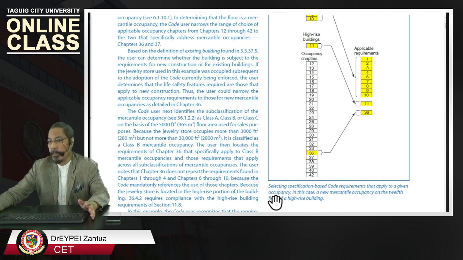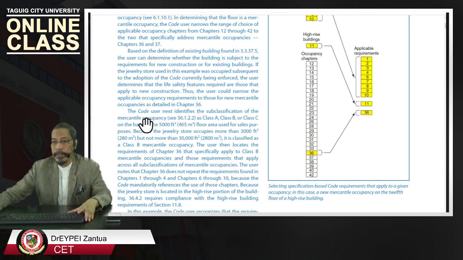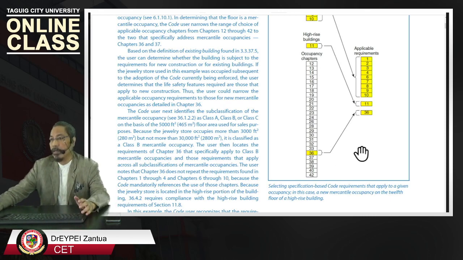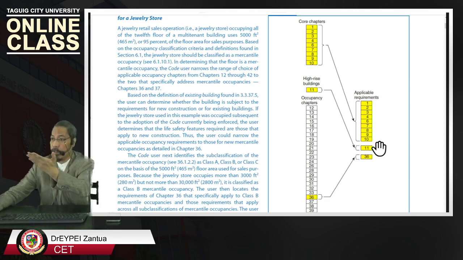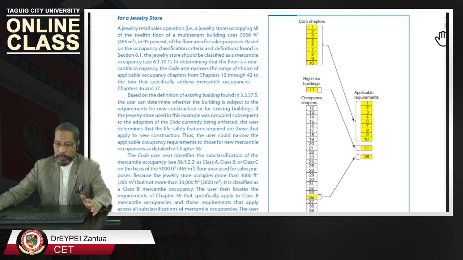Okay? What's next? The user notes that Chapter 36 does not repeat the requirements found in Chapters 1 to 4 and Chapters 6 to 10. It does not repeat. Chapters 1 to 4 and 6 to 10. Okay, so what is Chapter 5? It is being missed in this document. What is Chapter 5?